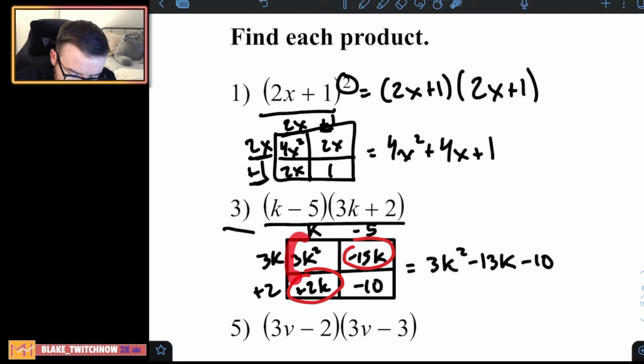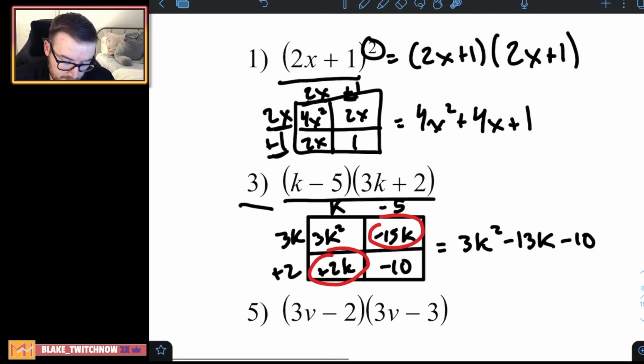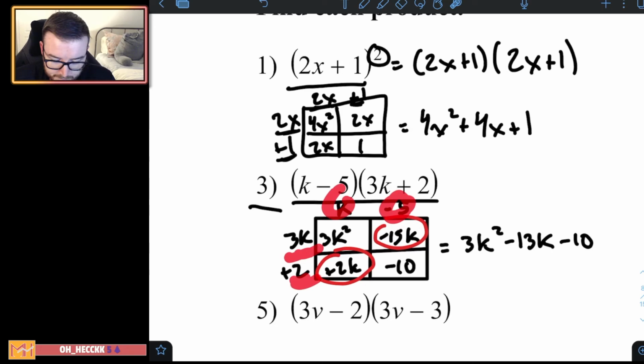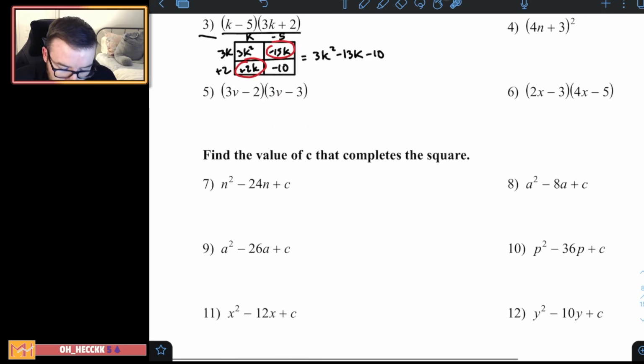I'm realizing I don't think I described my steps when I wrote those down. I do the box method a lot in Algebra 2, so I'm sorry if I don't even know what I just said. Did I say it? 3k times k is 3k squared. 3k times negative 5 is negative 15k. I'm just multiplying: this times that, this times that, this times that. Okay? So that's the box method.